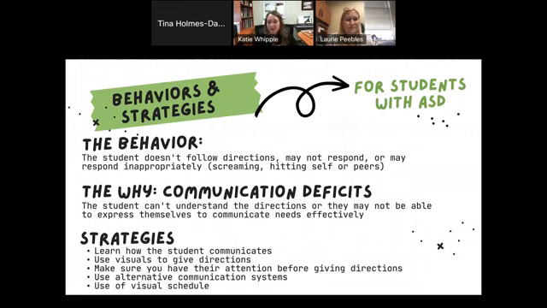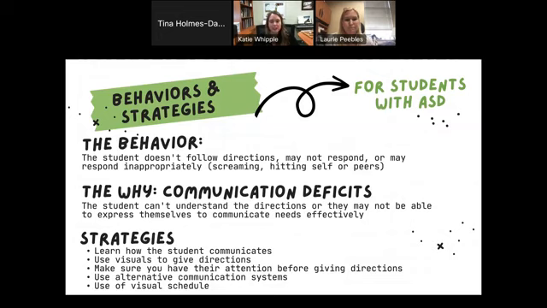So the behavior. Let's imagine we have a student in our music classroom. They're not following directions. They may not respond to you very much at all. Or if they do respond, it might be inappropriately. They might scream. They might hit themselves. They might hit their peers. There could be a lot of reasons why this is going on. One source of this behavior, or antecedent essentially, is really communication deficits.